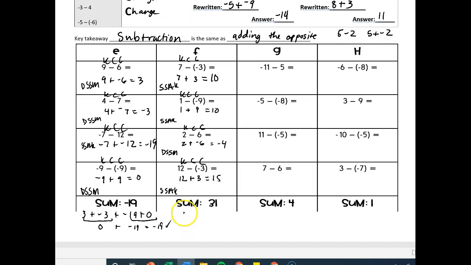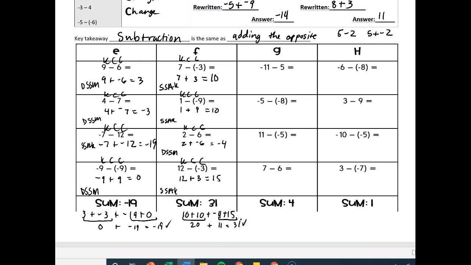And then down here you'll say 10 plus negative 4 plus 15. So 10 and 10 give you 20. Negative 4 and 15, that's a DSSM problem. That gives you 11, because 15 minus 4 is 11. Keep the sign that you have more positives. And then 20 plus 11 is 31, so you know you're right.